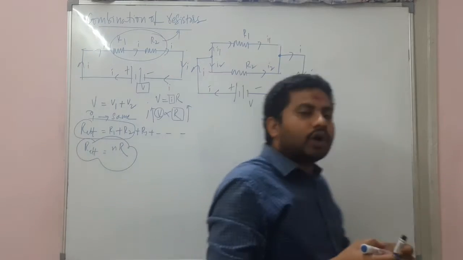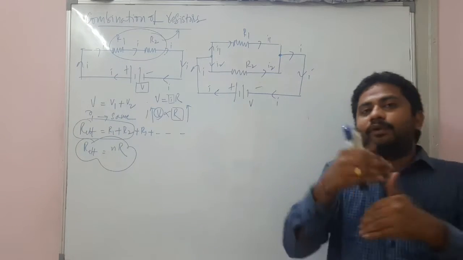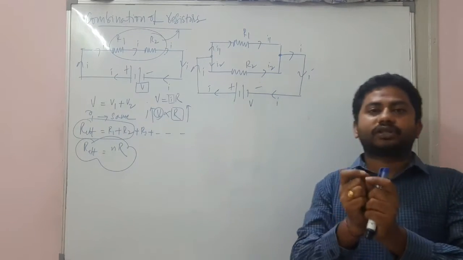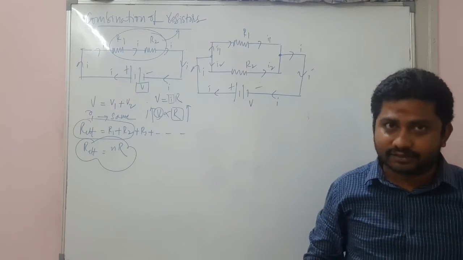You know, in a circuit, always remember the current direction. Always the aim of the current is to start from the positive terminal and move back to the negative terminal. That's the aim of the current, my dear children.